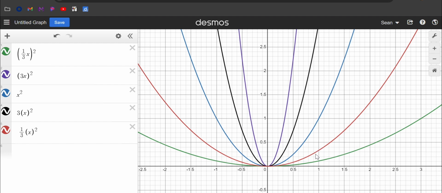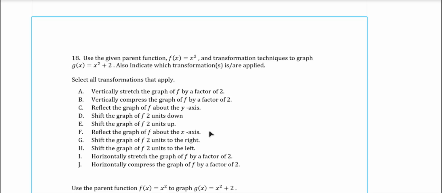So it's about perspective. We call this horizontal compression because the x values have gotten smaller for a given y value. And we call this horizontal stretching because the x values have gotten larger for a given y value. On the other hand, this one we would call vertical stretching because the y values have gotten larger for a given x value. And we would call this one vertical compression because the y values have gotten smaller for a given x value. Let's now practice some of these transformations.